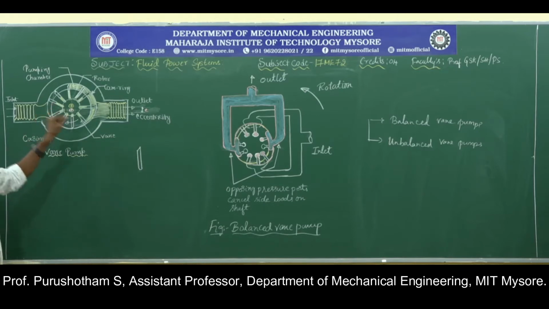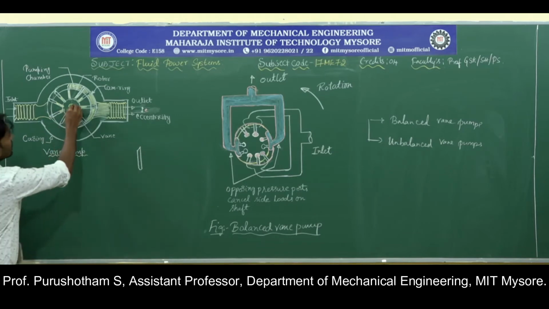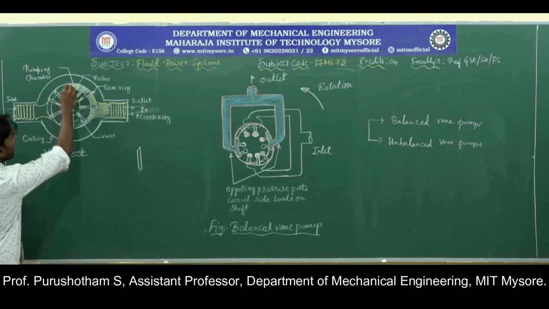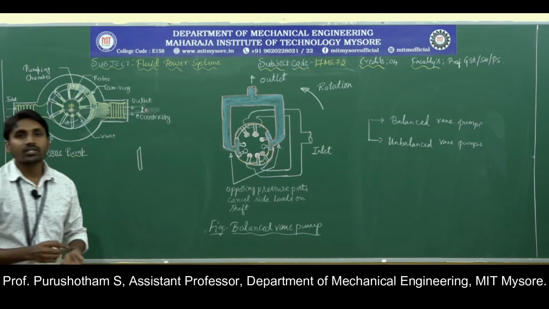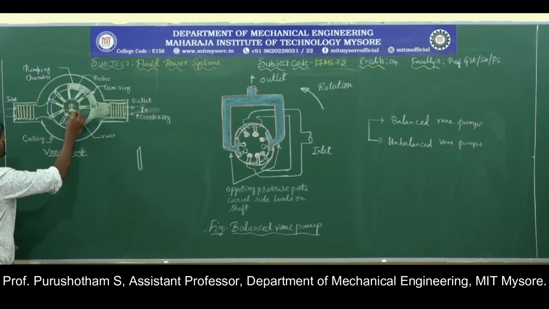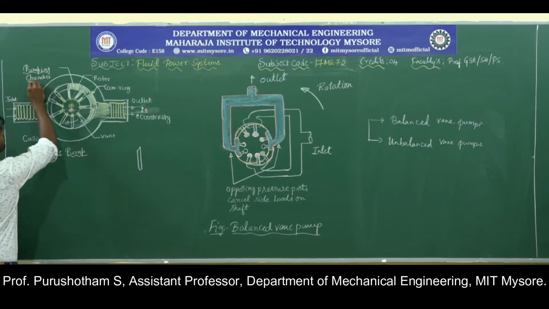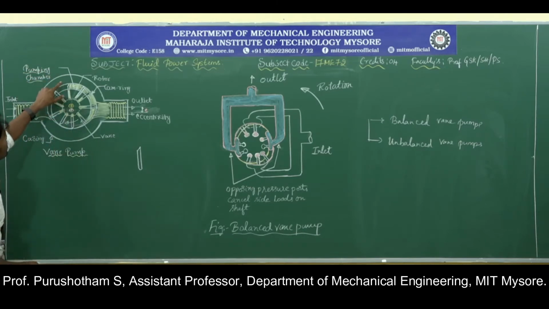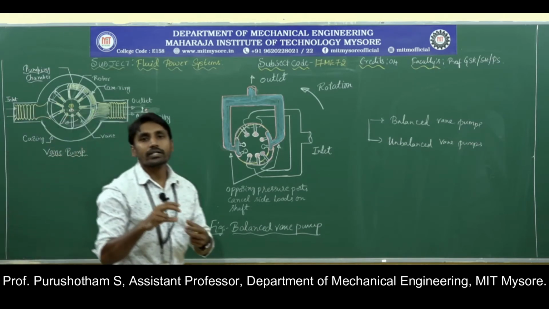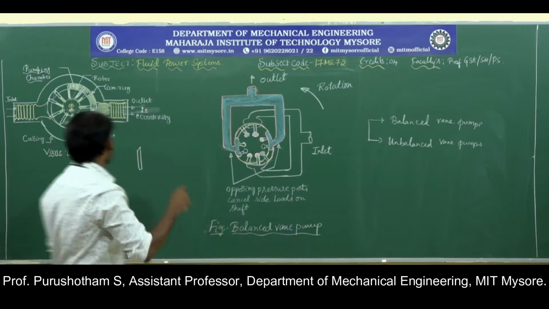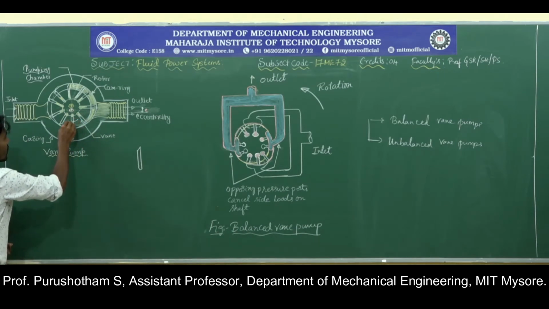It is designed in such a way that the rotor and the cam ring are not concentric. There is an offset by some distance, which is called eccentricity. Due to this eccentricity, there is a gap formed between the rotor and the cam ring, which is called the pumping chamber.